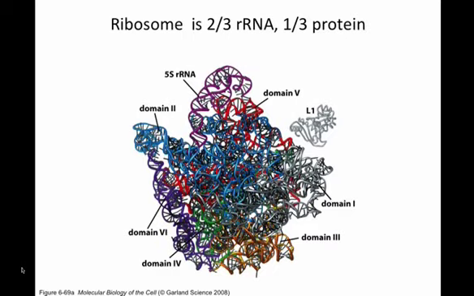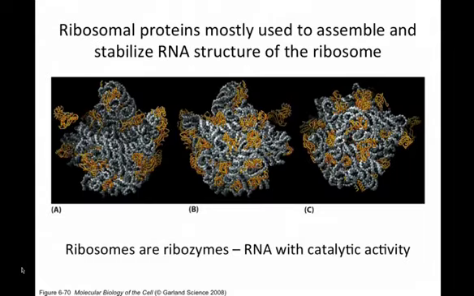Okay. So the ribosome is 2/3 ribosomal RNA and 1/3 protein. So really, it's mostly made of RNA. The proteins are mostly just used to help assemble and stabilize the RNA structure of the ribosome. So the ribosome is actually a ribozyme, which is an RNA with catalytic activity.